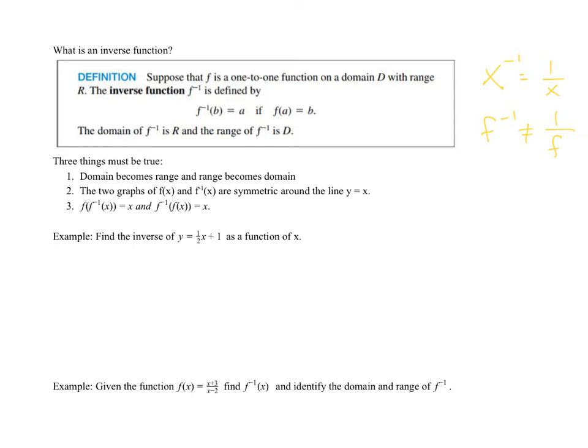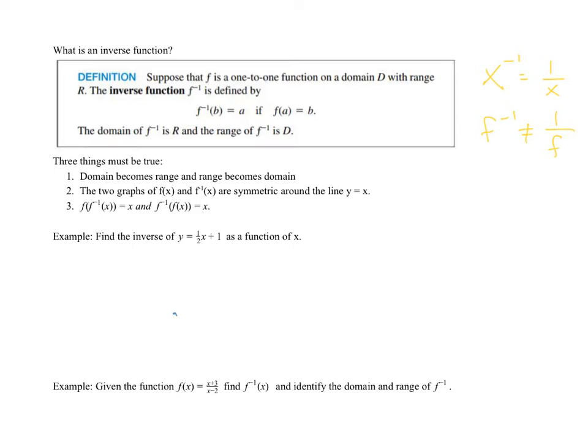There are things that must be true in order for a function to have an inverse. Number 1, the domain of the function becomes the range of the inverse, and the range becomes the domain. That's basically because x and y are switching places between a function and its inverse. Number 2, the graphs of f of x and f inverse of x are symmetric around the line y equals x. And number 3, if I composed f with f inverse of x, in either direction, my answer would be x. So let's take a look at those three things.